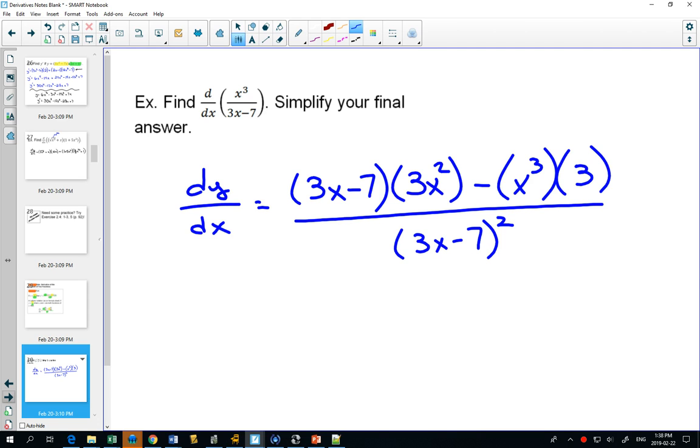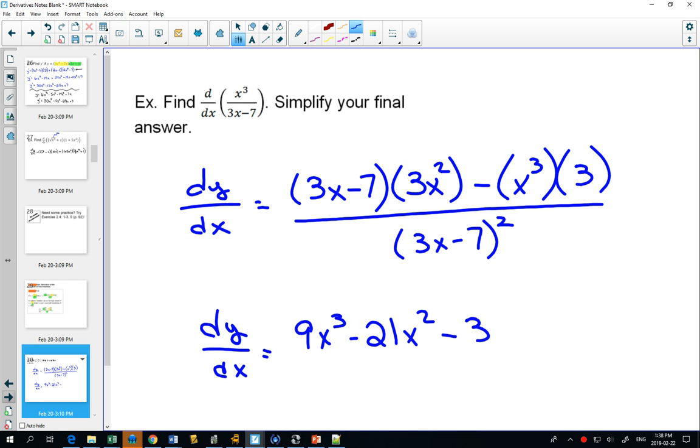How do we simplify this? Because it says simplify in your final answer. Well, we'll multiply in our numerator. So dy dx equals, this will become 9x cubed minus 21x squared minus 3x cubed over 3x minus 7 squared. Generally, we wouldn't multiply out our denominator here because it has been factored. And factoring something makes it closer to being simplified than having it not factored.